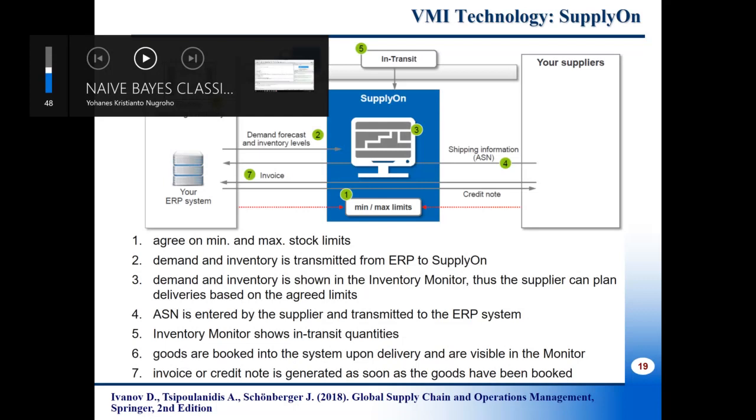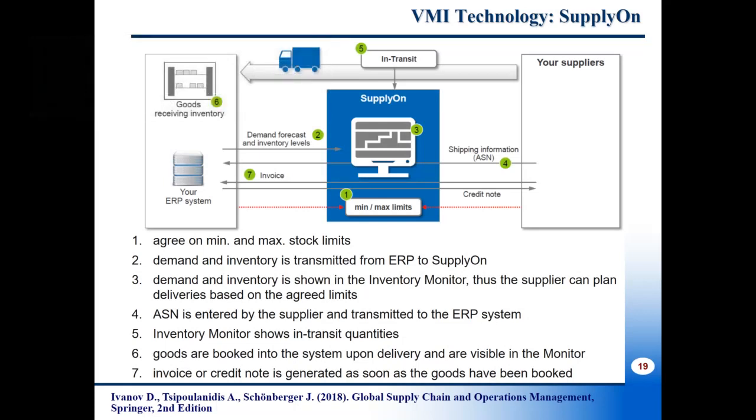Okay, now what about the VMI technology at SupplyOn? The following steps are included in the VMI process in SupplyOn. First, both supplier and buyer agree on the minimum and maximum stock limits, meaning that if a buyer's stock reaches its lowest level or reorder point (ROP), then the vendor must deliver orders at agreed lead times to avoid stock out at the buyer store.